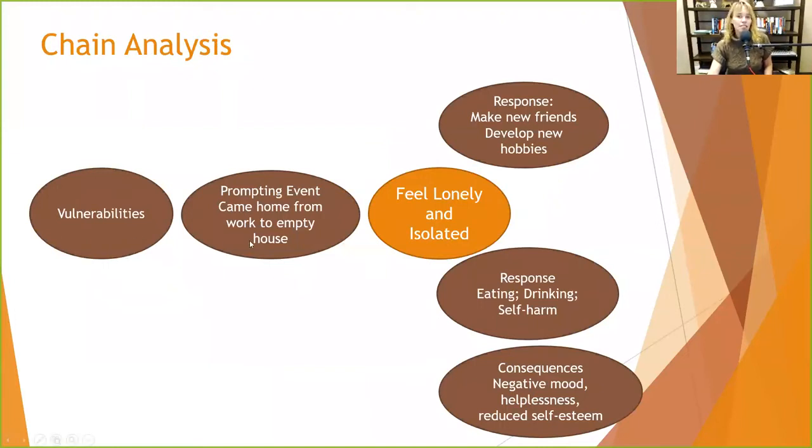Now, looking at vulnerabilities and prompting events can help you understand how you got from not feeling lonely to feeling lonely. It can also help you understand what to do to prevent this situation in the future. So you look at what was the prompting event? I'm feeling lonely and isolated. When did this start? Well, it started when I came home from work to an empty house. Maybe your family's been on vacation for a week and a half, or your kids just went off to college, and you're just kind of bouncing around in an empty house by yourself, and it can feel really quiet. So, okay, in this particular instance, what triggered it? What vulnerabilities did you have? What things made you more likely to feel lonely and isolated in this particular circumstance?